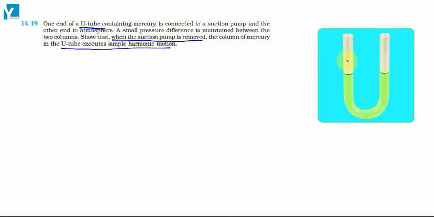We are given a U-tube. This is the U-tube filled with the mercury liquid. Initially I connected one end to a suction pump and the other end is free to the atmosphere. On applying this suction pump, there will be a pressure difference between the two ends of the U-tube, and because of the suction, the liquid will rise to some height h.